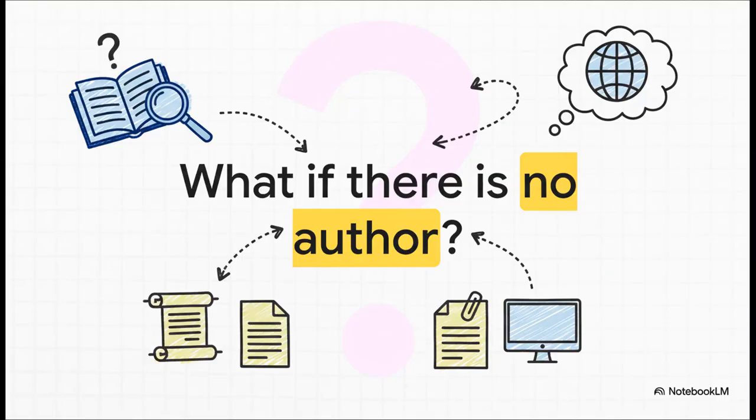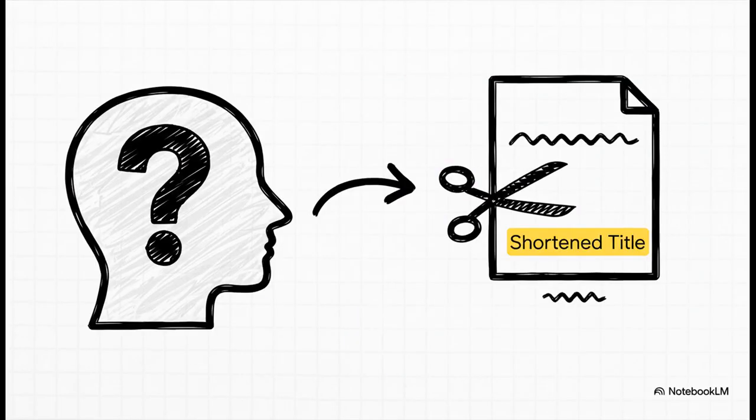Okay, here's another one you've probably run into, especially with online stuff. You find a great web page from a big organization, but there's no single author listed anywhere. What in the world do you put in the parentheses then? The rule here is actually super logical. Since there's no author, you just move to the next piece of info that can identify the source, its title. You don't have to use the whole thing, just a shortened version that's easy to spot.